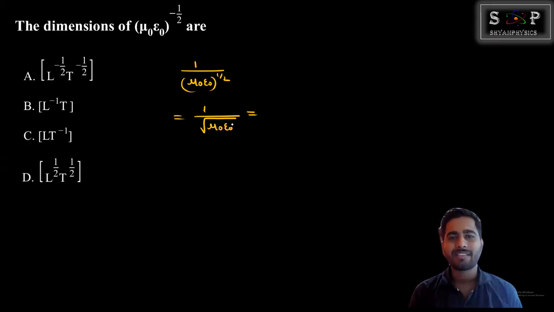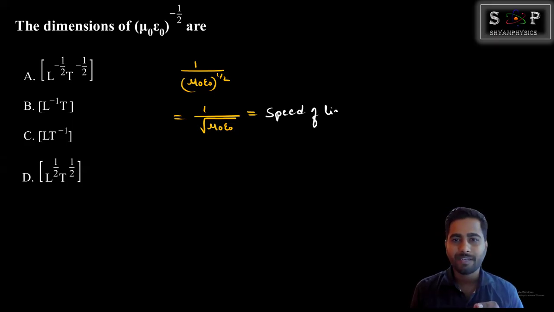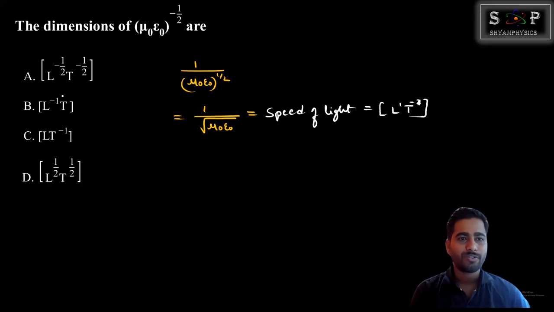Basically, you might have seen this equation. It is actually nothing but the speed of light. The dimension for speed of light is L to the power 1, T to the power minus 1. Correct? So the correct option will be option C.